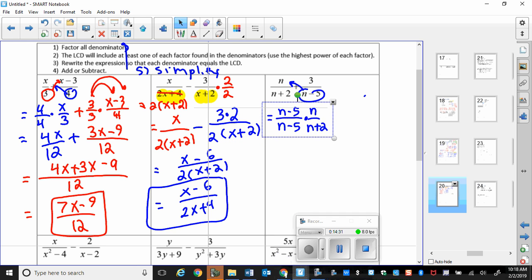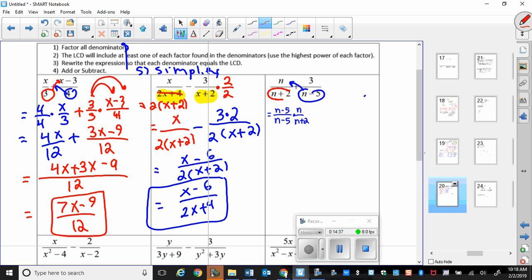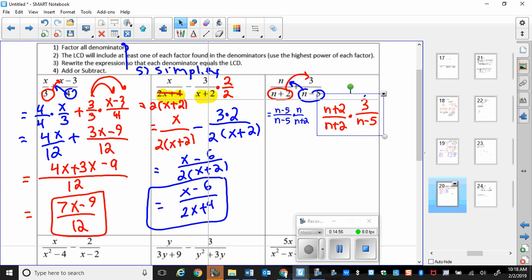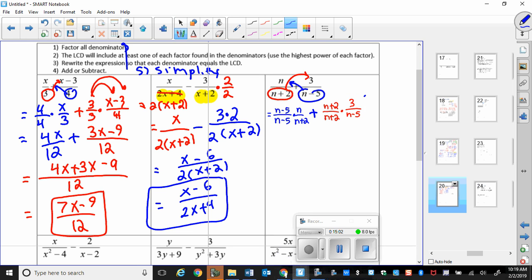Alright, I'm going to make it a little bit smaller. Next I'm going to work with this one. I'm going to move it in a second, but first I have n plus 2 over n plus 2 times 3 over n minus 5, right? So my goal here is to make denominators the same. So make sure I put my symbol in front. That's a positive right there. That's a positive. Okay. Now, I'm not going to touch the bottom portion yet. I am going to work with the top.